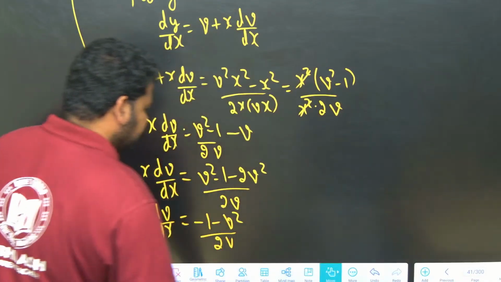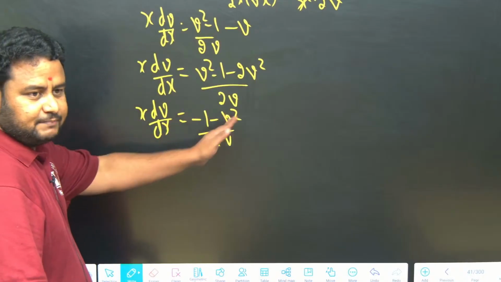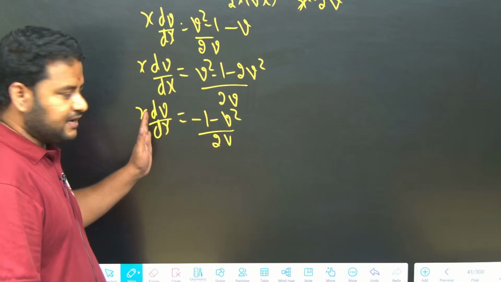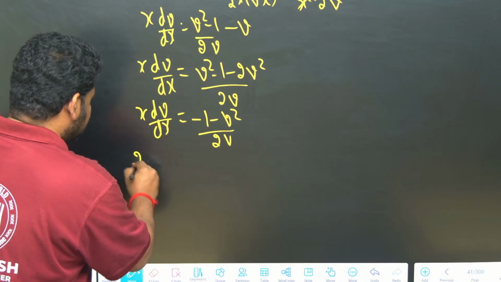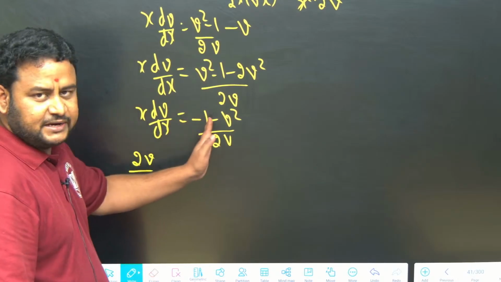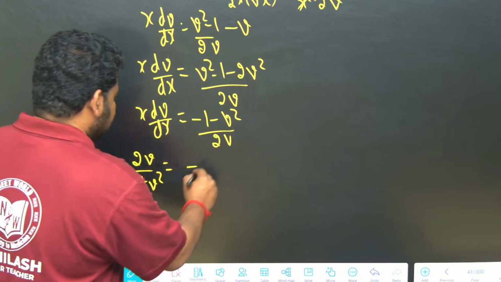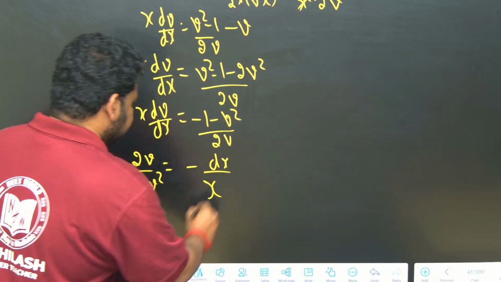Now further, what can I do? I can take this minus outside and bring it to the LHS. That is, v terms with dv and x terms with dx. So this will become 2v by 1 plus v square. You may be confused about where the minus went. The minus I have taken outside, I will keep in the RHS itself, into minus of dx by x.